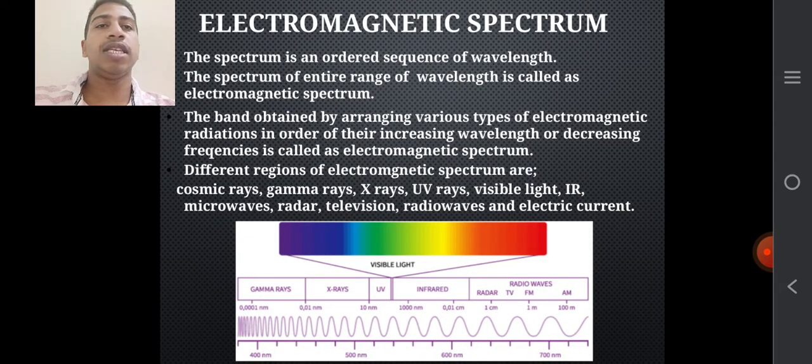Electromagnetic spectrum. The spectrum is an ordered sequence of wavelengths. The spectrum of the entire range of wavelengths is called the electromagnetic radiation spectrum. The band obtained by arranging various types of electromagnetic radiations in order of their increasing wavelength or decreasing frequency is called the electromagnetic spectrum. Different regions of the electromagnetic spectrum are cosmic rays, gamma rays, X-rays, UV rays, visible light, IR, microwaves, radar, television, radio waves, and electric current. We can see in the diagram different regions of the electromagnetic spectrum with different wavelengths.